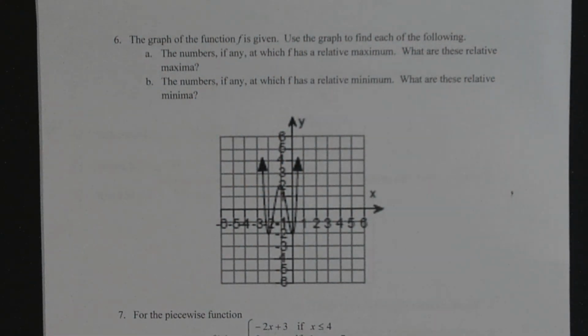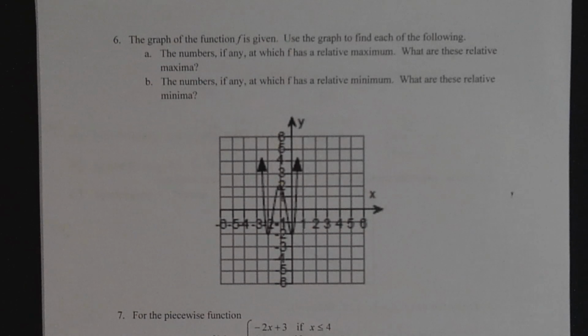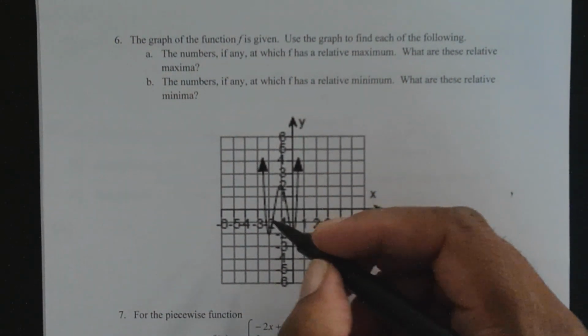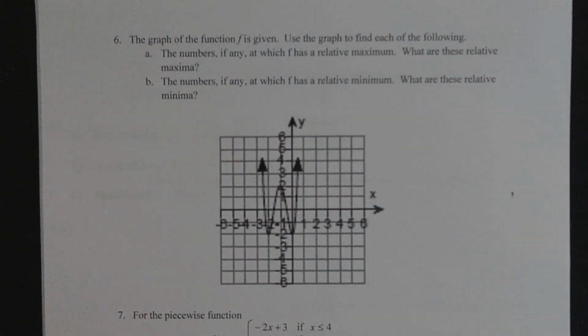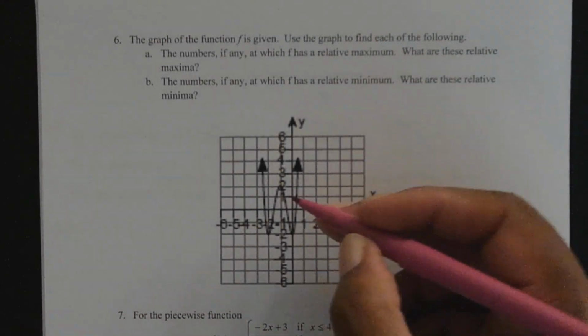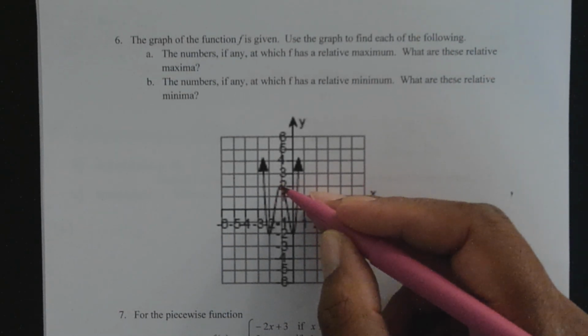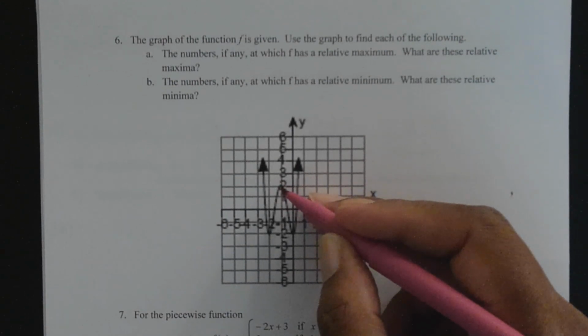In part A, we're going to find the numbers, if any, at which f has a relative maximum. And then what are these relative maxima? And B is going to be the numbers, if any, at which f has a relative minimum. And what are their relative minimum? Let's see, let's start with the relative maximum. That's going to be the highest point on this graph, which is right here. That's the relative maximum.